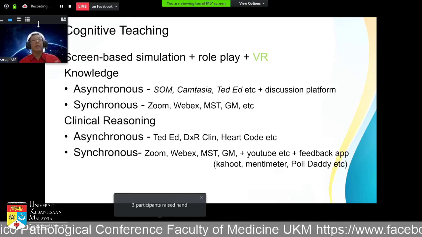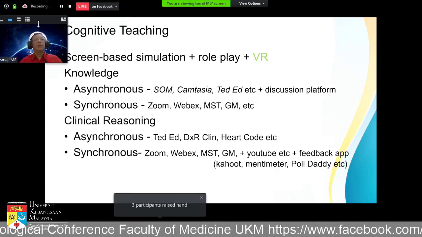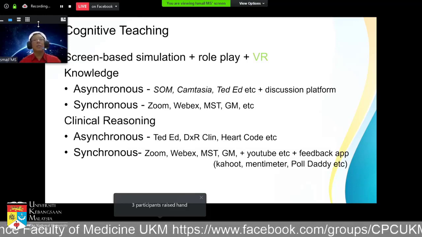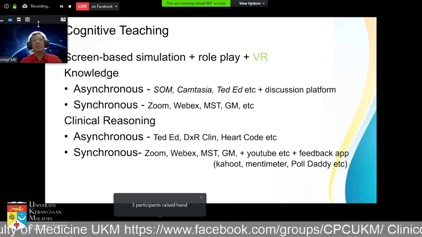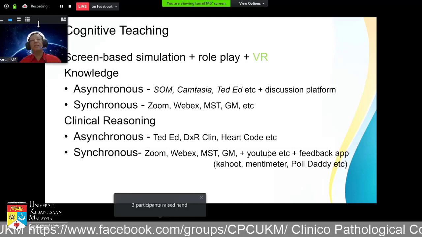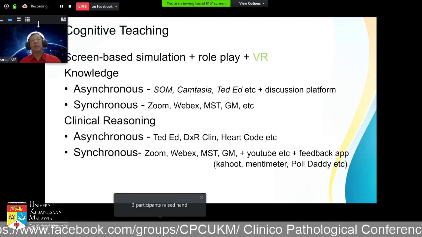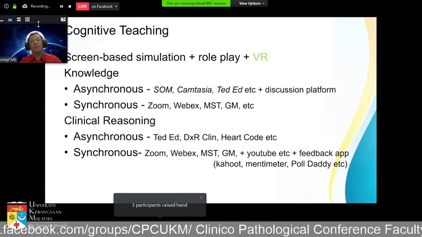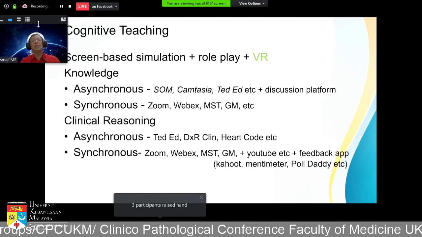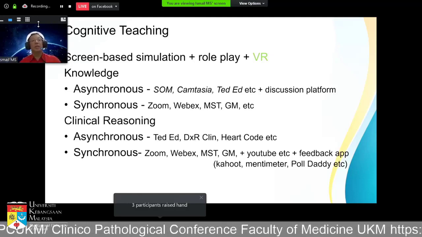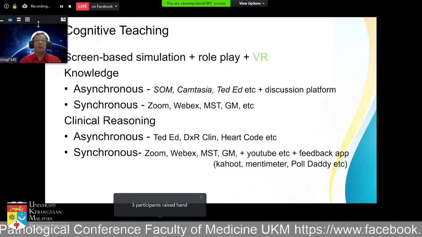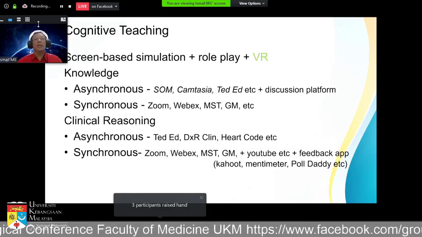In terms of knowledge, I think that's not much of an issue. You can do it asynchronously. You can videotape whatever you want to tell the student. You can put it into Screencast-O-Matic or any of these webcasters or screencasters, Camtasia, TED-Ed or something, and open a discussion platform. You can even use Facebook as a discussion platform, or Padlet. So this is asynchronous teaching of knowledge. For synchronous teaching of knowledge, again, we can use what we are using now: Zoom, WebEx, Microsoft Teams, or Google Meet. Again, teaching of knowledge, I think, is not an issue.